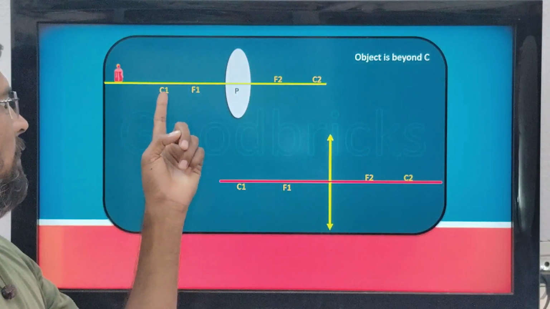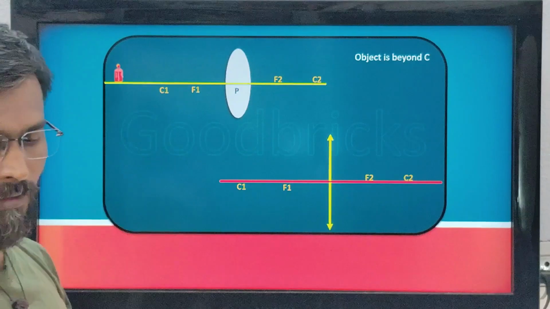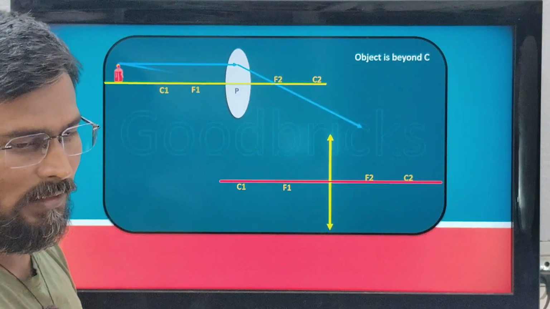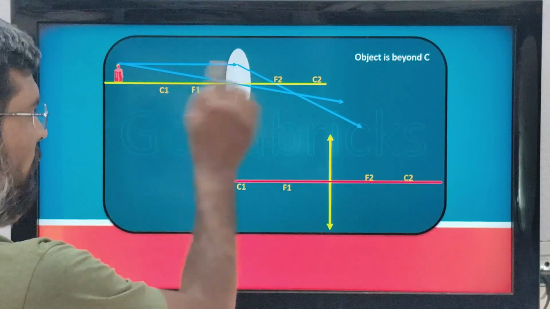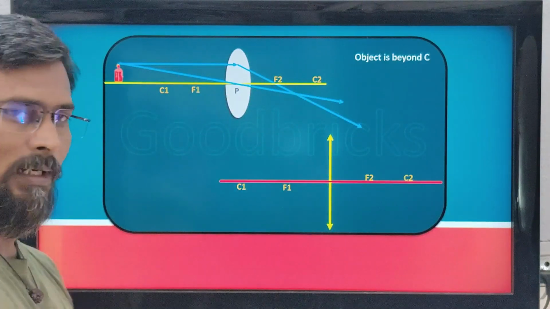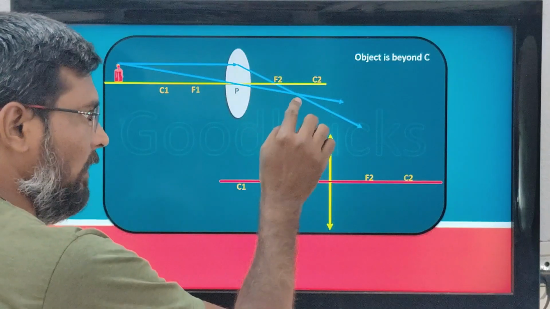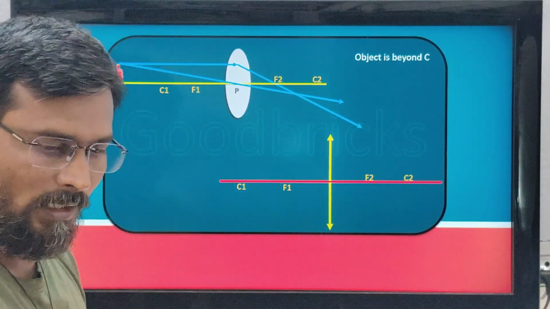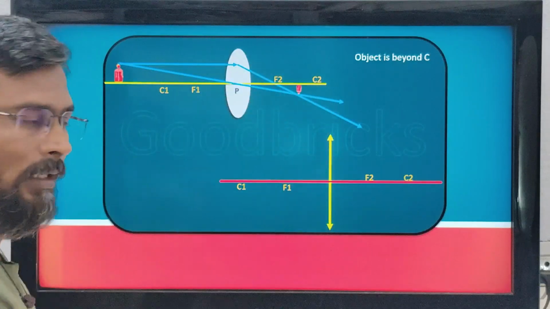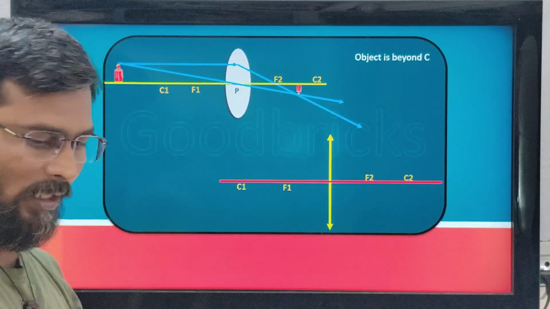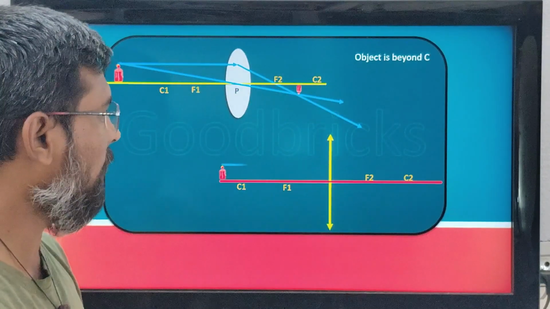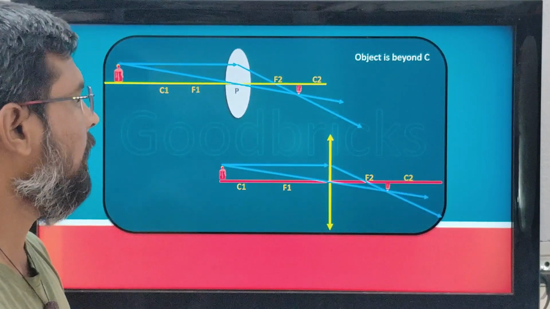Now let us discuss another ray diagram when the object is beyond C. See, this is C and the object is beyond C, and the rules are the same. Incident ray which is parallel to the principal axis, and through the optic center. Finally, the refracted rays are converging here, between F and C. It means the image will be formed here. Again, the same ray diagram with the help of the symbol of lens we can see on the screen.